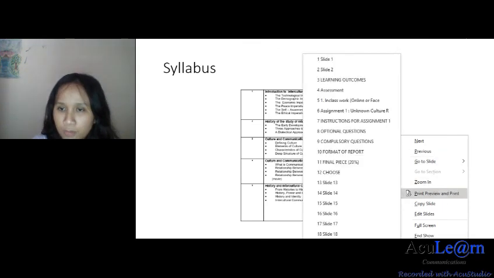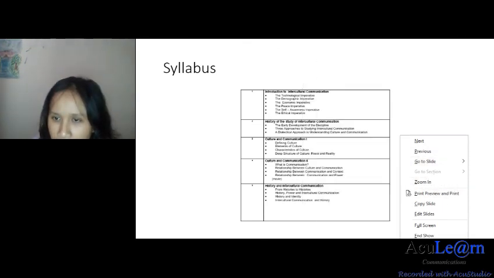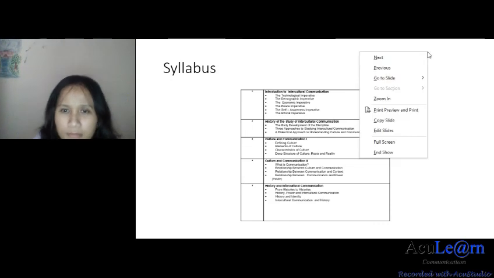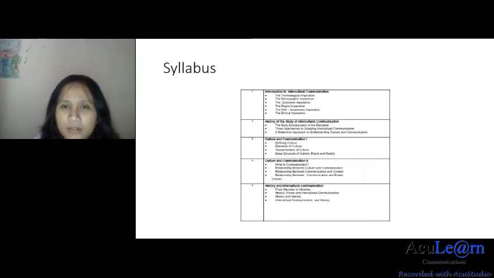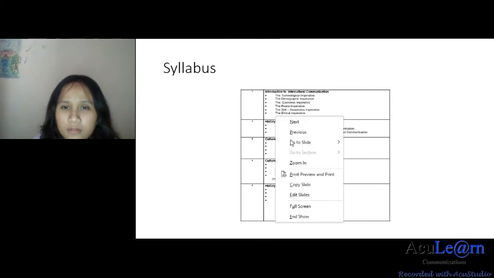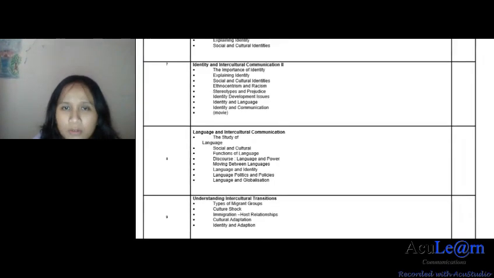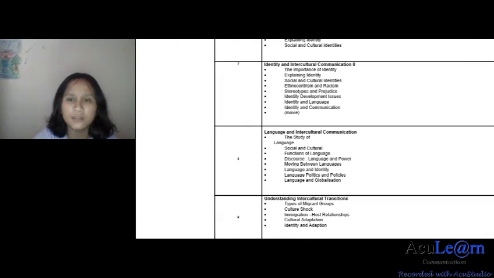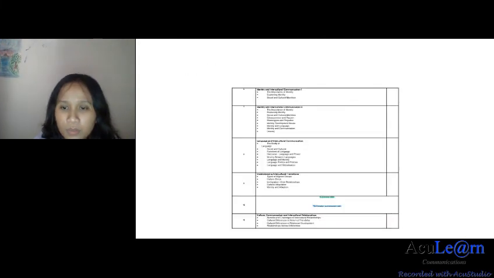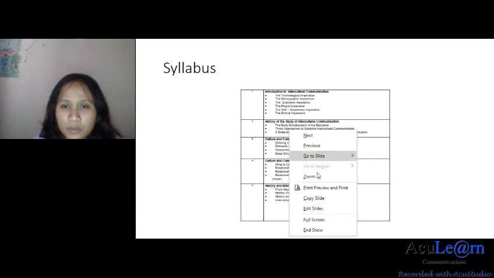So let's zoom in. Give me a sec. Zoom in, zoom in. I can't find my cursor right here. Zoom in. Okay. This is the second slide, sorry. Okay.